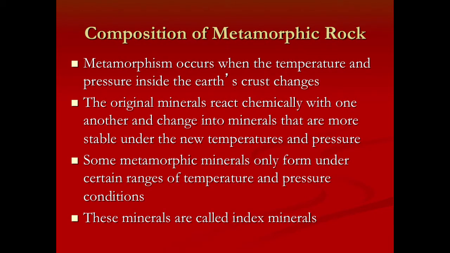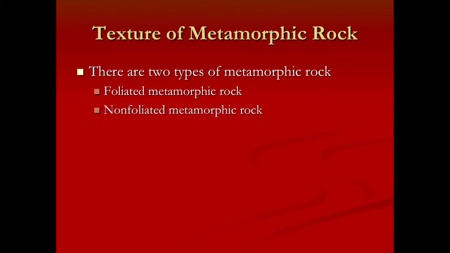So metamorphosis occurs when temperatures and the pressure in the Earth's crust change. The original minerals start to react chemically, and we know that when a chemical reaction occurs, we're going to make something new. So some minerals will start to metamorph at certain temperature ranges, while others can go higher or will metamorph at lower. What we call this is a mineral's index, which means it's the temperature that it's going to start to metamorph. There are two types of metamorphic rocks, foliated and non-foliated.